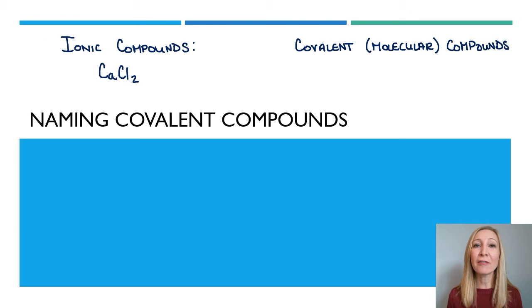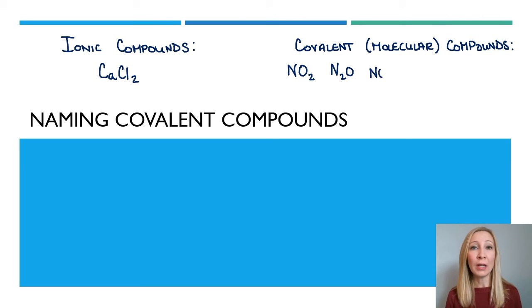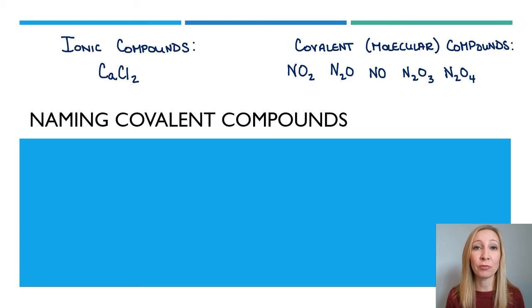So say we have a nitrogen and oxygen containing compound. That nitrogen and oxygen could be combining in any type of ratio. We could have NO2, N2O, just plain old NO. We could have N2O3. We could have N2O4. The nitrogen and the oxygen can combine in several different ratios.